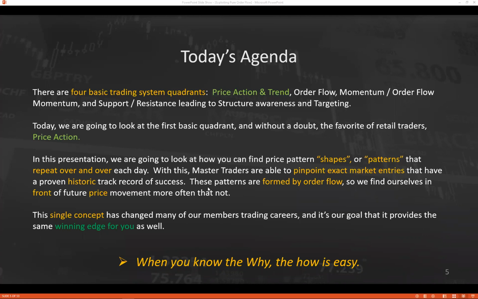So, okay, here's the kicker. These patterns are formed by order flow. And we'll talk about why that's important in a minute. So in a room, we find ourselves in front of future price movement most of the time. Now, this single concept has changed so many of our members' trading careers. And it's my goal and our goal, Rob and my goal together, that we provide the same winning edge for you.